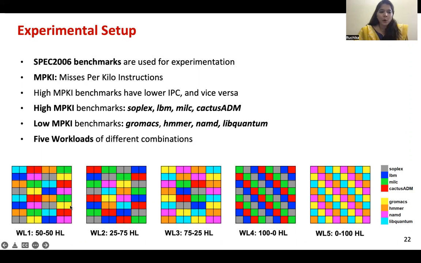That means out of all the 64 cores, half of the cores are running high MPKI benchmarks and half of them are running low MPKI benchmarks. You can see the similar color coding, and it is very well understood how these benchmarks are distributed.